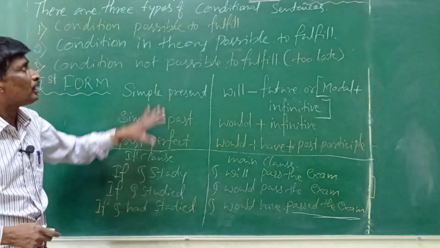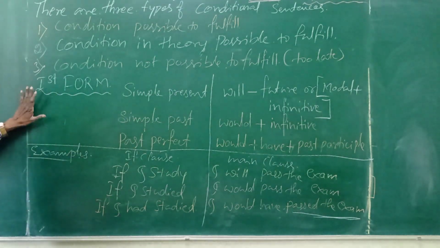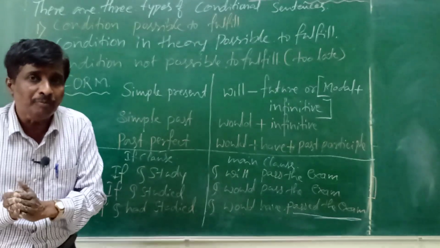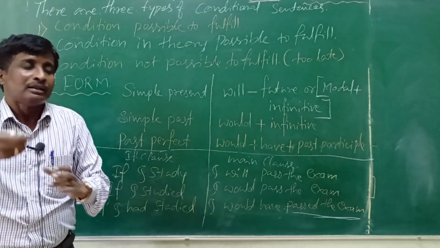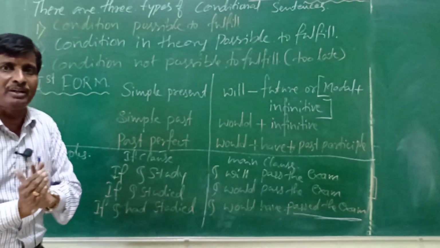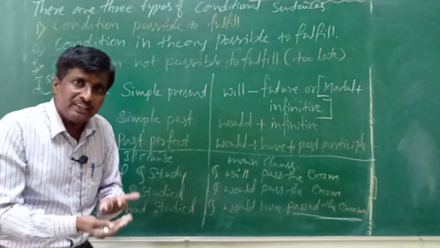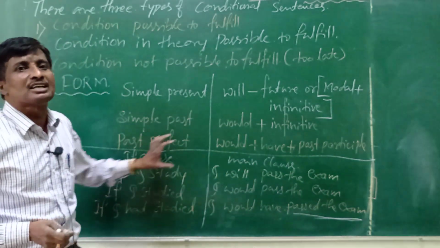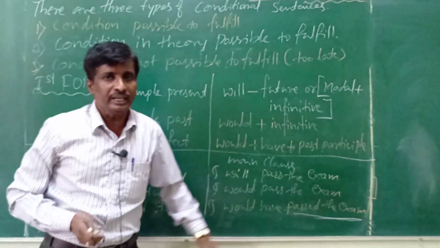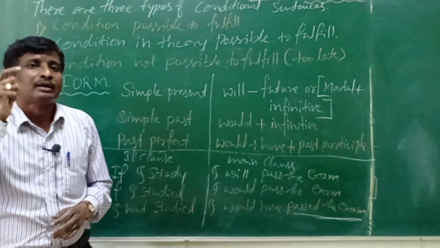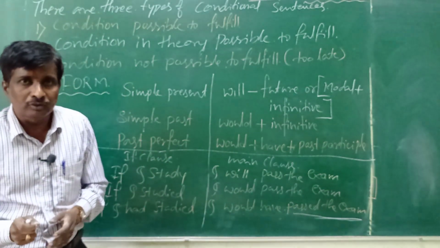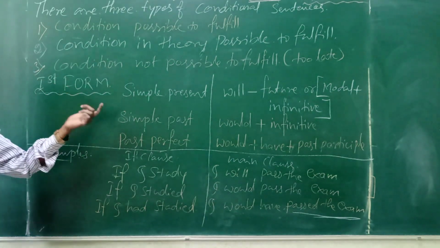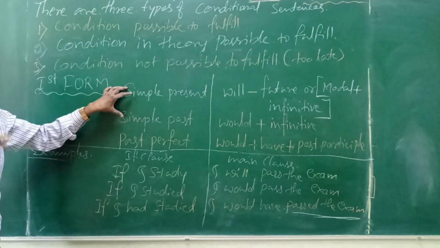Like this, children, we have three conditionals. I explained the first form. Now let us go to second form. Then I will take these same examples and I will explain. In that format, the main clause will come first, and the if clause will go to the last one. Okay? Please take the notebook, write down all these things. I am going to explain the same one more time.